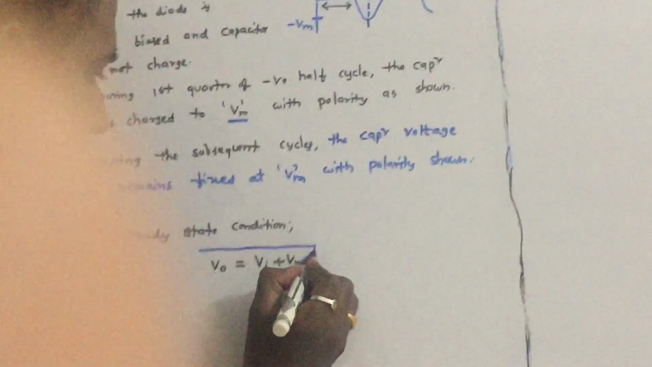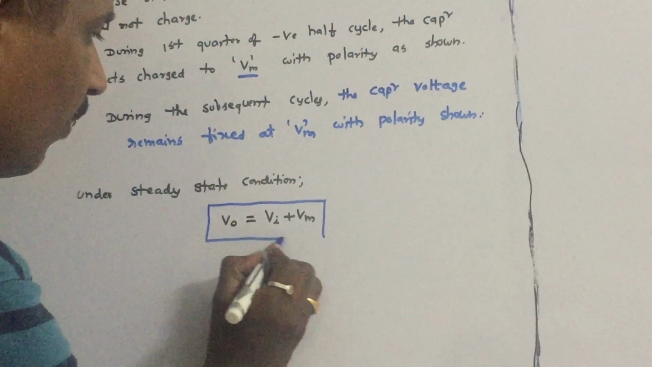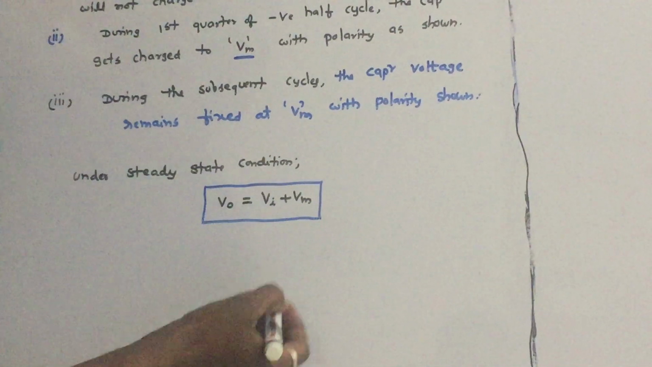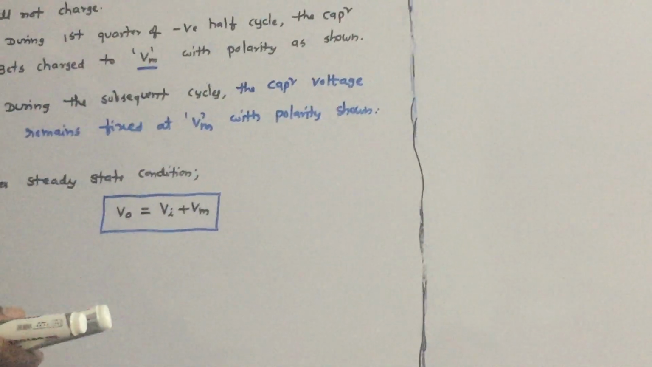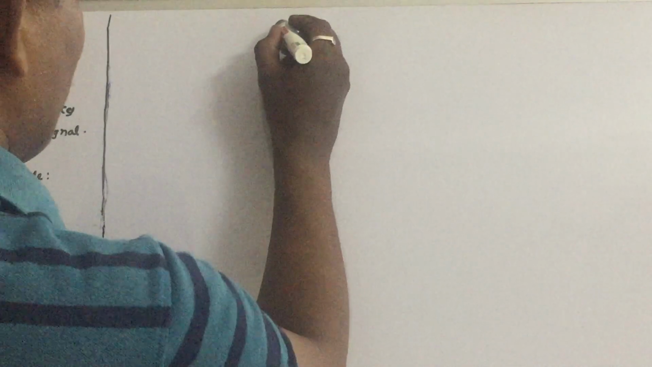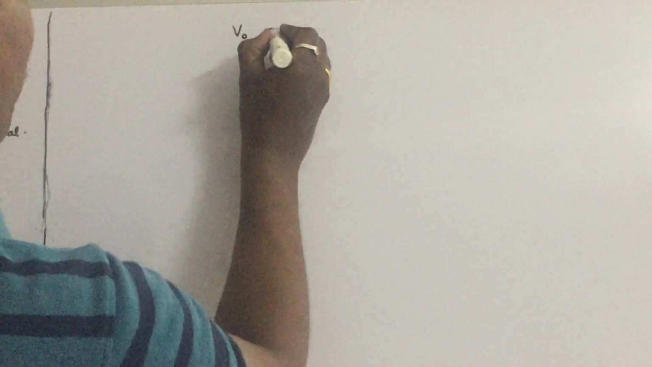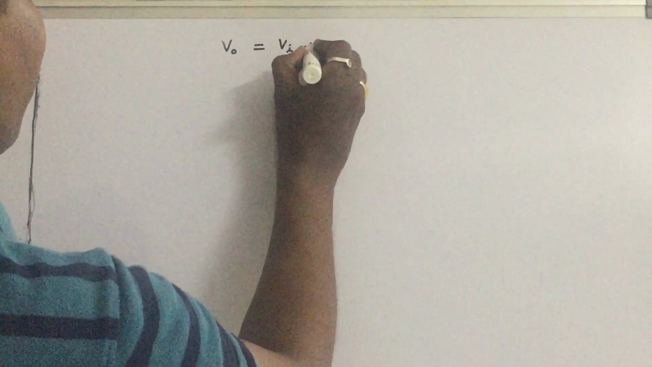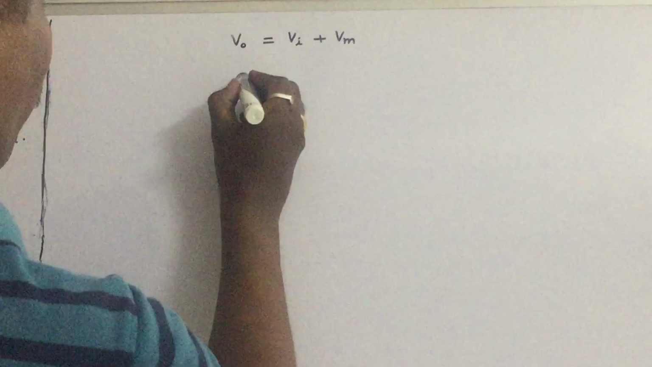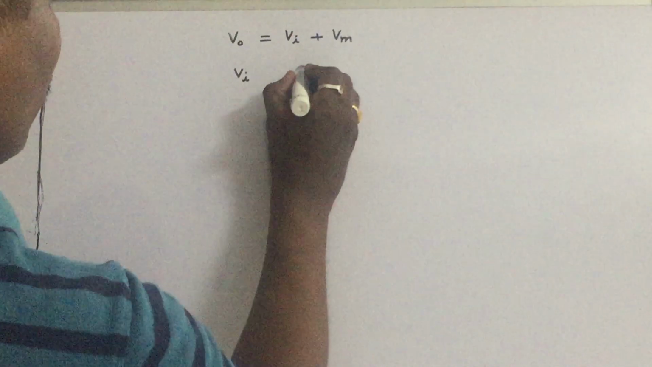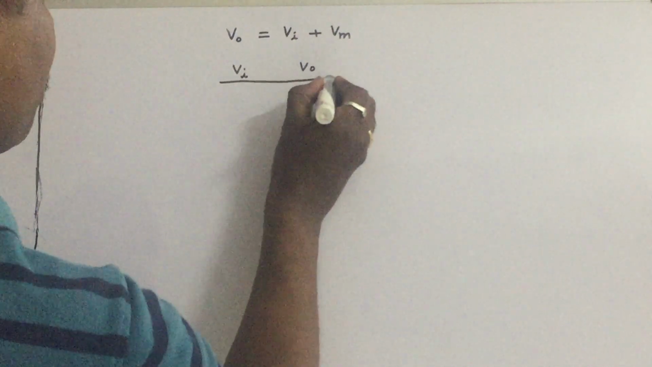So this equation is very important. From this equation we can plot the input and output waveforms. So this is what will happen in the circuit. Now, what is our output equation? The output equation is simply Vi plus Vm in the circuit under steady state condition. So we take Vi here and V0 here.